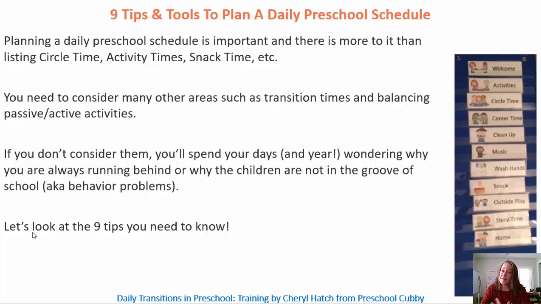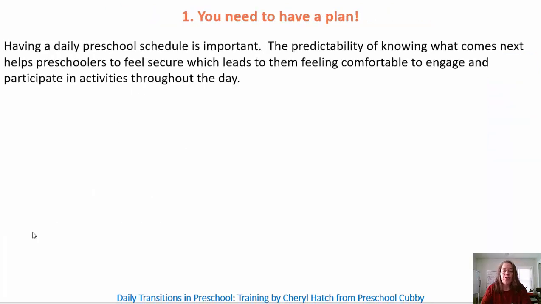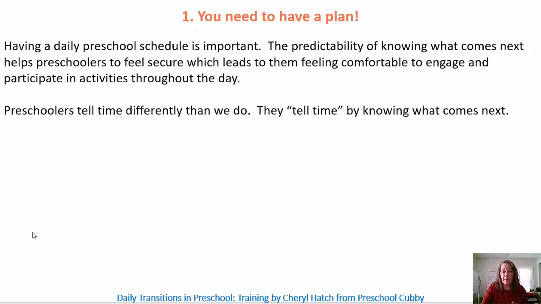So let's look at these 9 tips. And again, there is an article where you can read through this on your own on the website, and I'll give you a link to that below. So tip number one of 9: the predictability of knowing what comes next helps your preschoolers feel secure. We talked about this earlier. It leads them to feeling comfortable, and then they're comfortable to engage and participate in activities throughout the day because they know when things are going to start and when they're going to stop.